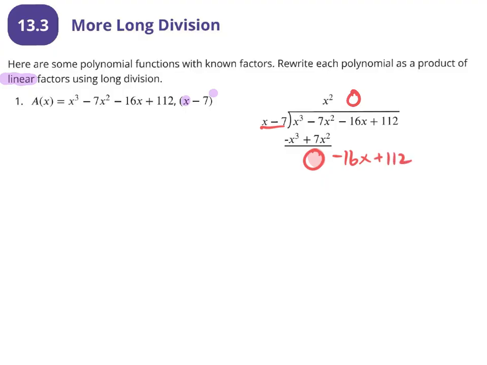And so now we have two terms. Now we're ready. What times x makes negative 16x? Well, negative 16. So negative 16x, negative 16 times negative 7 is positive 112. Change both signs, we get 0. So now we have x minus 7 and then x squared minus 16.